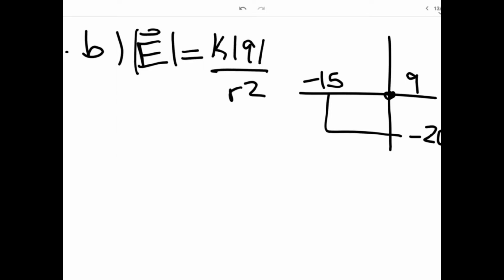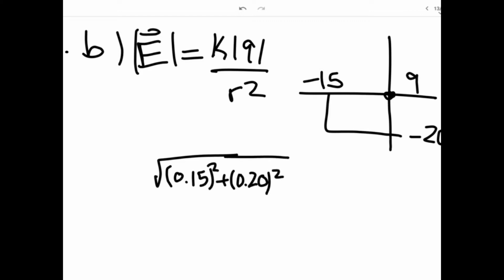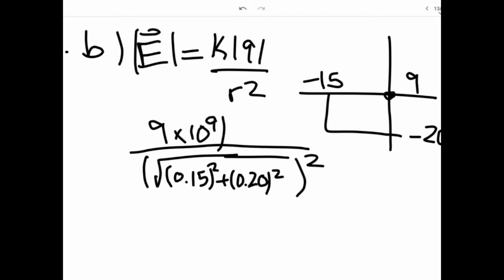R squared is radical 0.15 squared plus 0.20 squared because of the Pythagorean theorem, and you have to convert the centimeters to meters, and then you have all of it squared also. Then you have K, which is 9 times 10 to the 9. You also have Q, which is 6 times 10 to the minus 9, from nanocoulombs to coulombs.